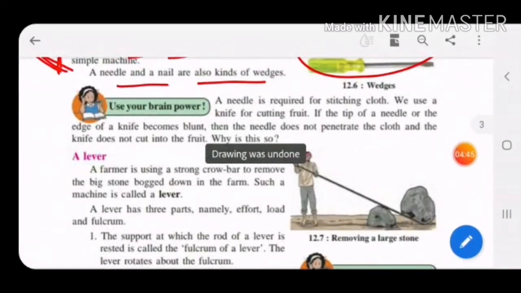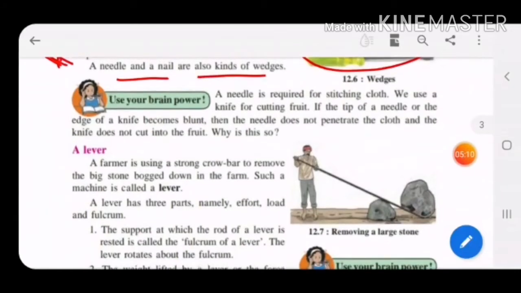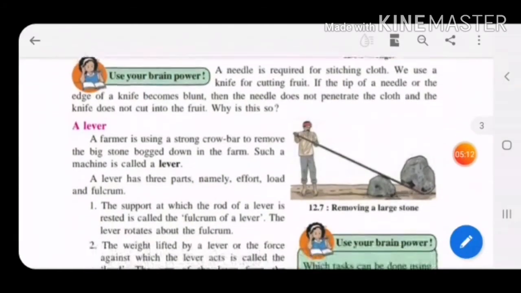Use your brain power. A needle is required for stitching cloth. Everybody knows a needle is used for stitching cloth. We use a knife for cutting fruit. If the tip of a needle or the edge of a knife becomes blunt, then the needle does not penetrate the cloth and the knife does not cut the fruit. Why is this so? Children, the sharpness reduces. If the knife is not cutting the fruit or the needle is not penetrating into the cloth, that means its sharpness has reduced. So we have to sharpen the tool.